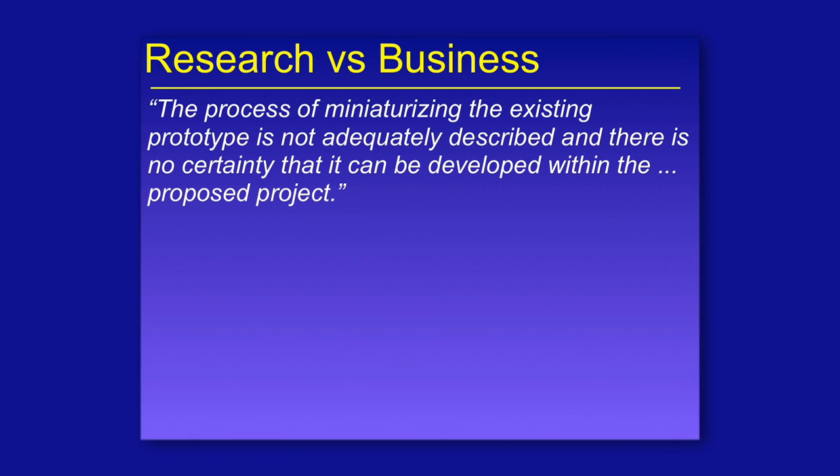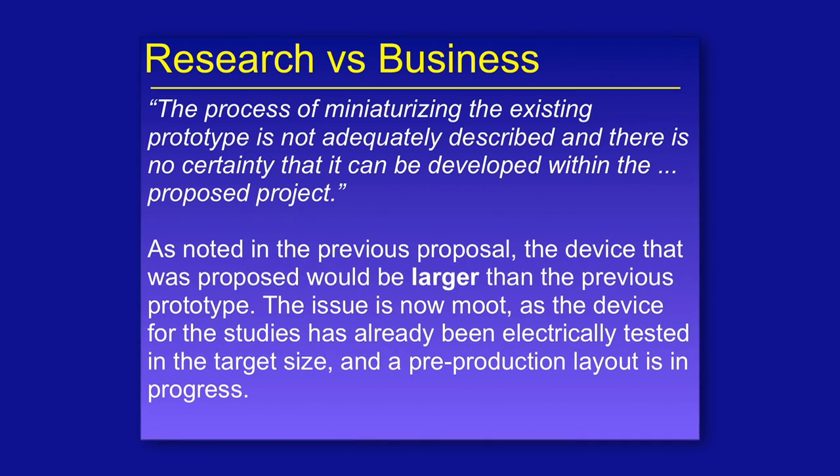And one of the major reasons was that the process of miniaturizing the existing prototype is not adequately described. And there's no certainty that it can be developed within the proposed project, which was a one-year project. Well, the next funding cycle allowed me to reapply 6 months after I had sent in this one. And one of the things was that I had to reply specifically to every criticism. And my reply was, as noted in the previous proposal, the device that was proposed would be larger than the previous prototype. The issue is now moot, as the device for the studies has already been electrically tested in the target size and a pre-production layout is in progress.